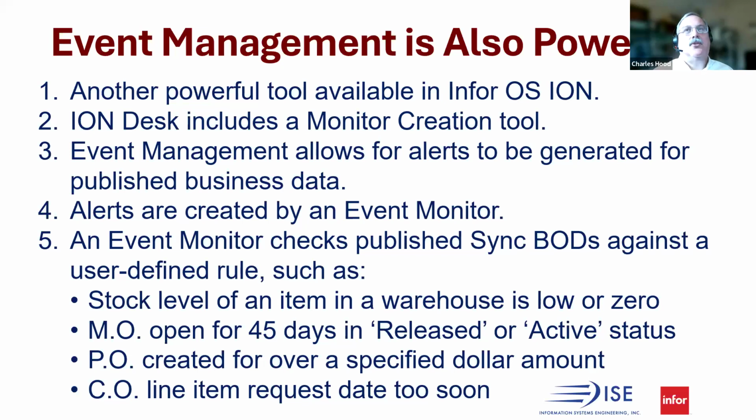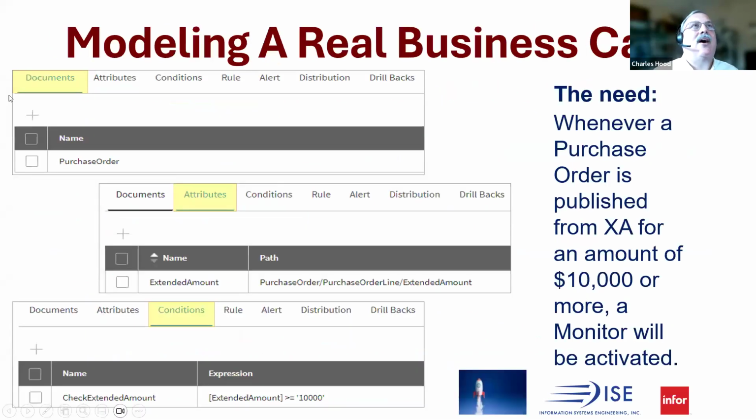The alert triggered and the workflow triggered. And then my 4th example would be a CO line item where the request date is too soon. It's like, hey, we can't build it that fast, that kind of thing. All right, so not to belabor this, especially after workflows, but here's an example, modeling a real life business case.